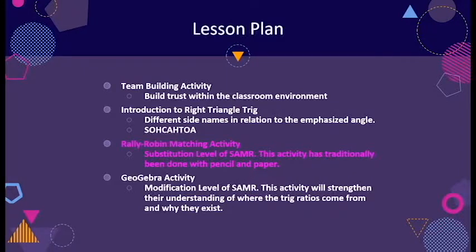After the direct instruction, which we'll keep nice and short, we're going to go into a Rally-Robin matching activity where the students will use the substitution level of the SAMR model. This activity has traditionally been done with pencil and paper.